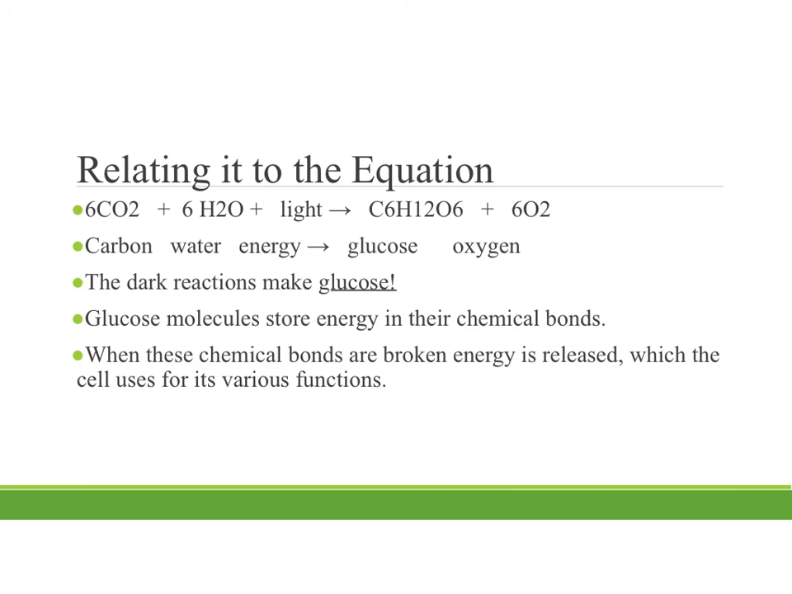All right, so now let's sum everything up in words. We're relating it back to the overall equation: 6 carbon dioxide plus 6 waters plus light yields glucose and oxygen. A few slides ago, we talked about what was happening in phase 1. In phase 1, we used water. We can add light in here. We used light, and that produced oxygen. And then in phase 2, or in the dark reactions, we're using carbon dioxide to make glucose.